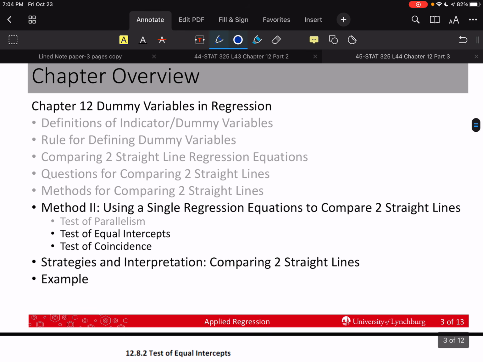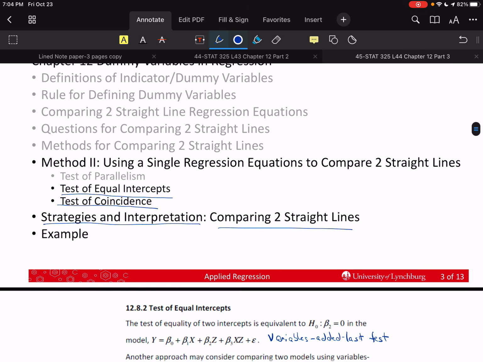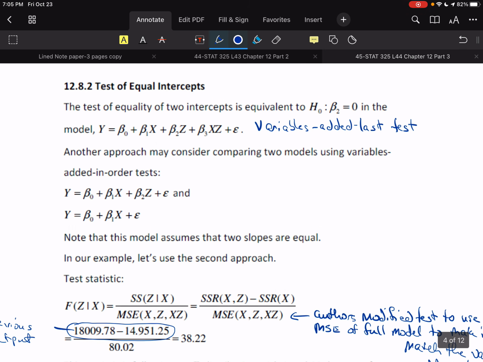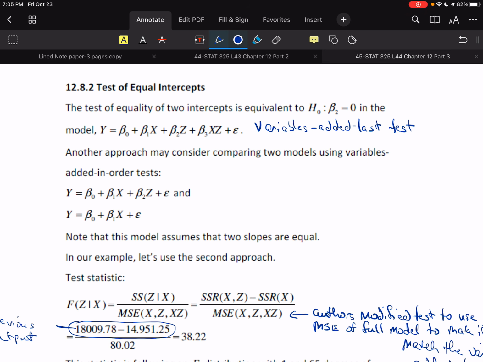In this video, we're going to continue with a test of equal intercepts and a test of coincidence, are the lines identical, and talk about some strategies and interpretation for comparing the two straight lines. We're also going to do some examples. So let's get started. The test of equality of two intercepts is equivalent to H naught: beta 2 equals 0 versus Ha: beta 2 not equal to 0 in the model with x, z, and the interaction between x and z. So this is a variables added last test.